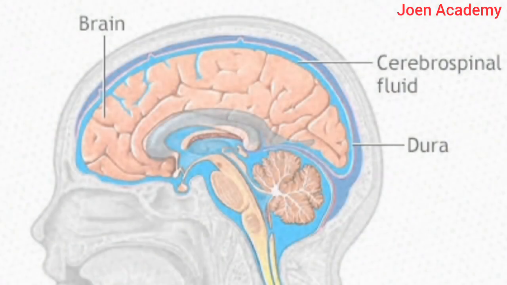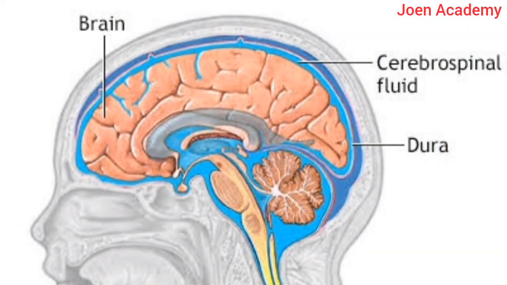This space contains an important fluid known as the cerebrospinal fluid. This cerebrospinal fluid does one important function, which is what? It suspends the brain and the spinal cord, thereby preventing the brain from having an attachment to the skull, and then also for the spinal cord, it prevents the spinal cord from having attachment to the vertebral column. So basically, the cerebrospinal fluid provides what? Cushioning effect to the brain and the spinal cord.